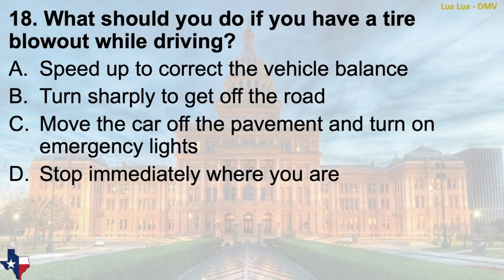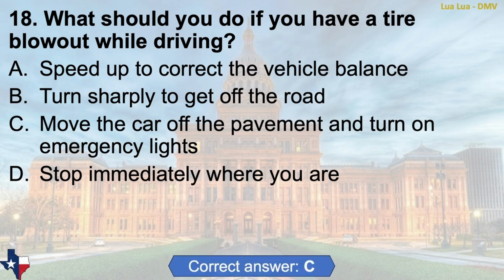Question 18. What should you do if you have a tire blowout while driving? A. Speed up to correct the vehicle balance. B. Turn sharply to get off the road. C. Move the car off the pavement and turn on emergency lights. D. Stop immediately where you are. The correct answer is C. Move the car off the pavement and turn on emergency lights.